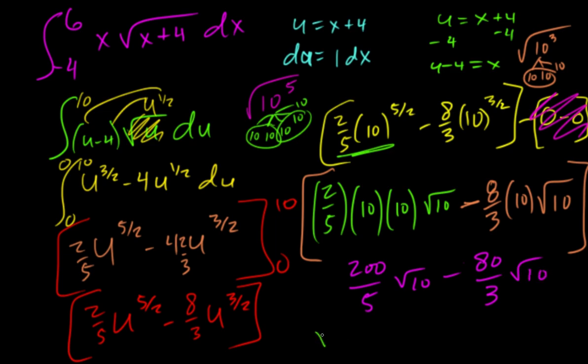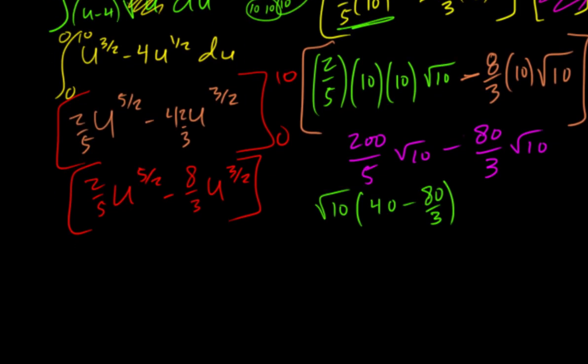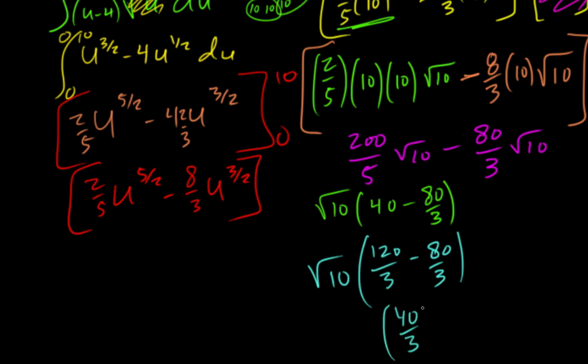So we can factor out square root of 10. 200 divided by 5 is going to be 40 minus 80/3. And so if we multiply that by 3, we get 120/3 minus 80/3 square root of 10. Subtract those, we get 40/3 square root of 10. And I think that's our answer, 40/3 square root of 10.